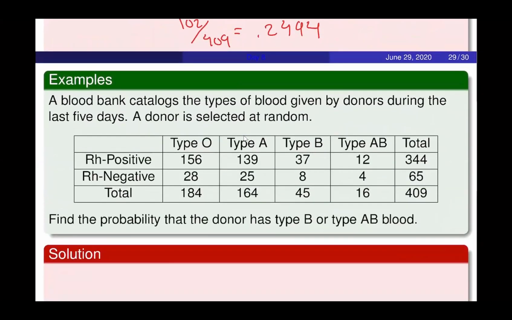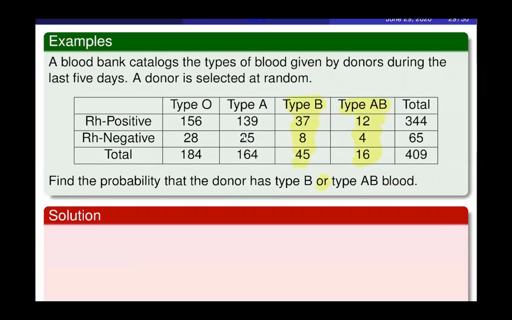All right. So if you look at this one, it says find the probability that the donor has type B, or type AB. So if you look at these two types, they're mutually exclusive because you can either have type B or you can have type AB, but you can't have type B and type AB at the same time. You either have type B or you have type AB. So let's go ahead and find this. So you get type B or AB.